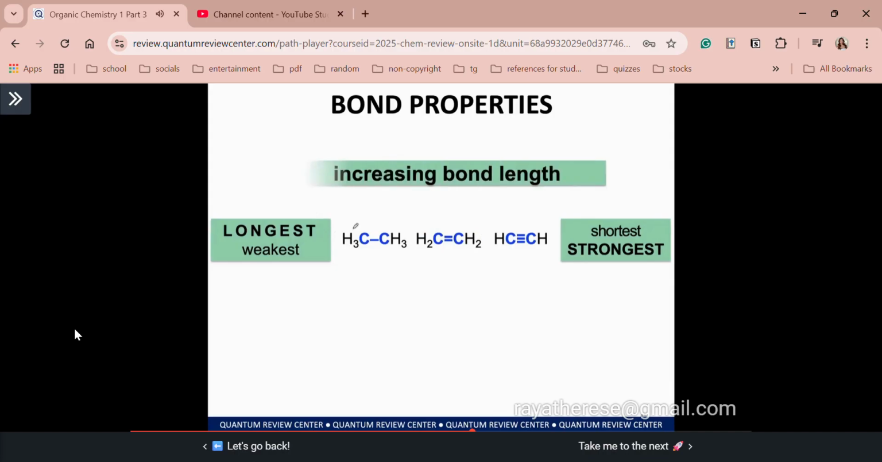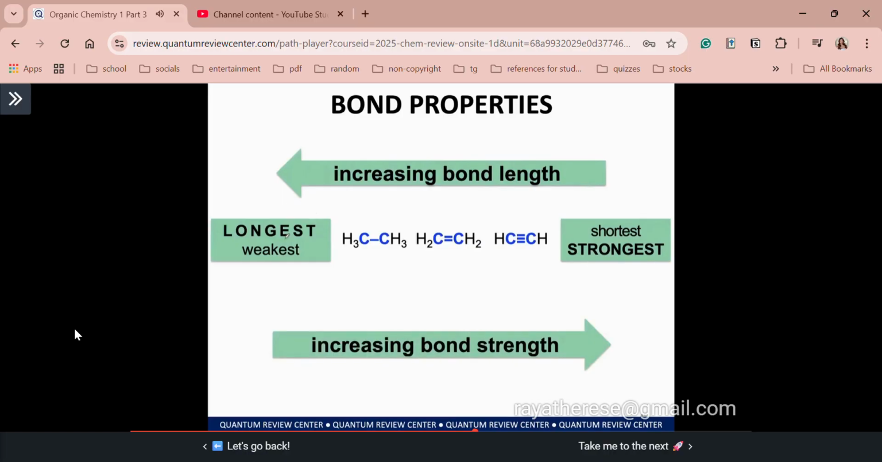So in terms of our trends, bond length will increase from sp to sp3 orbitals. On the other hand, bond strength will increase from sp3 to sp orbitals. Class, as a summary, they have an inverse relationship, okay? For our percent S character, this is based on our hybridization scheme. Let's check. For sp3, total number of orbitals, how many? We have 1 s and 3 p orbitals for a total of 4 orbitals.